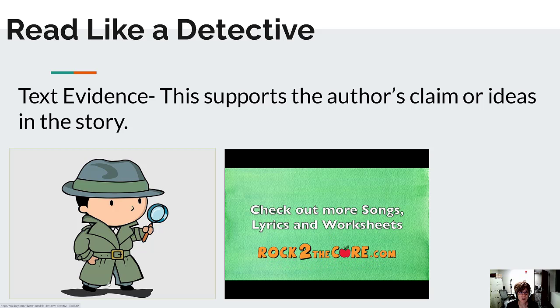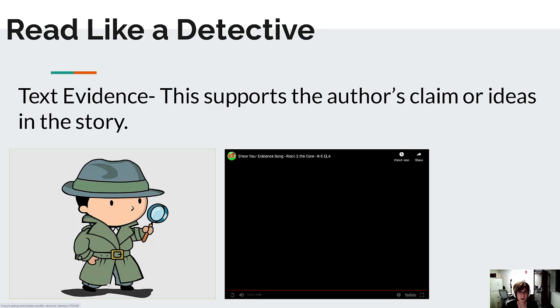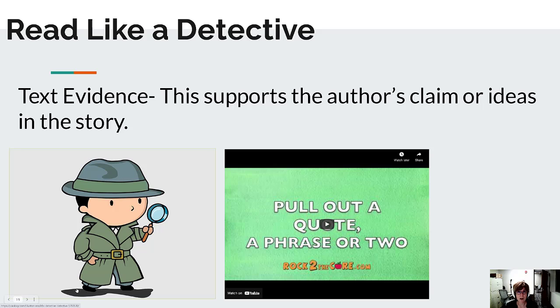So that song was showing you how we use text evidence. So we find words, phrases that the author has used to support his or her point of view. So let's take a look at how this would look with our story for the day.